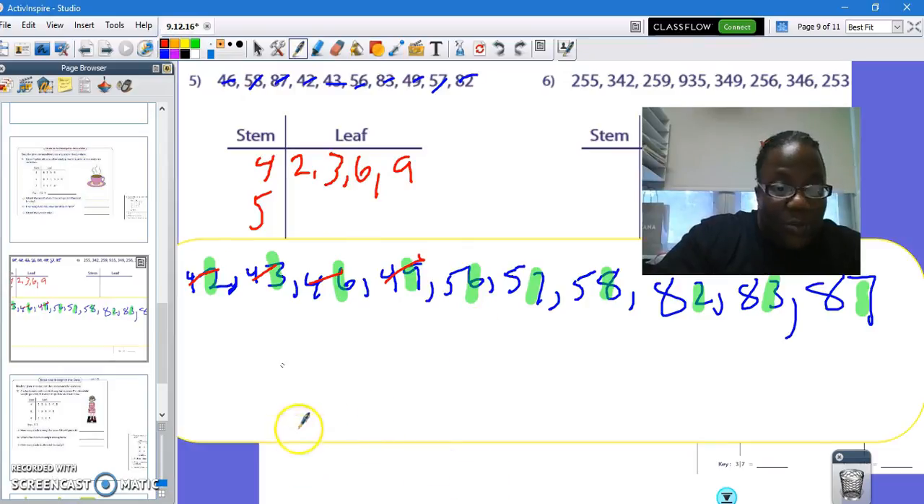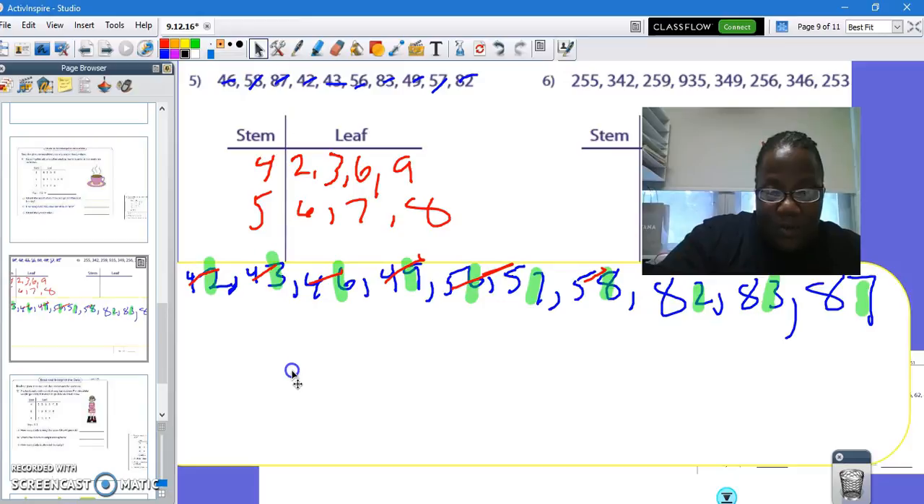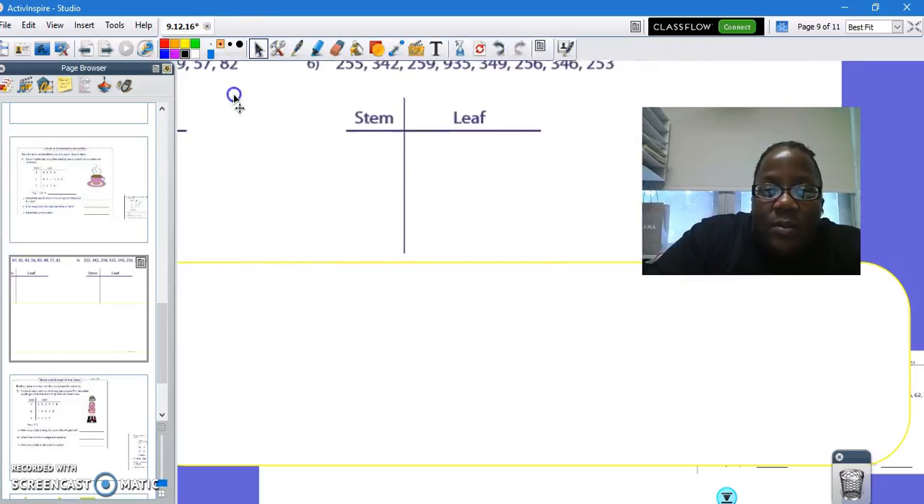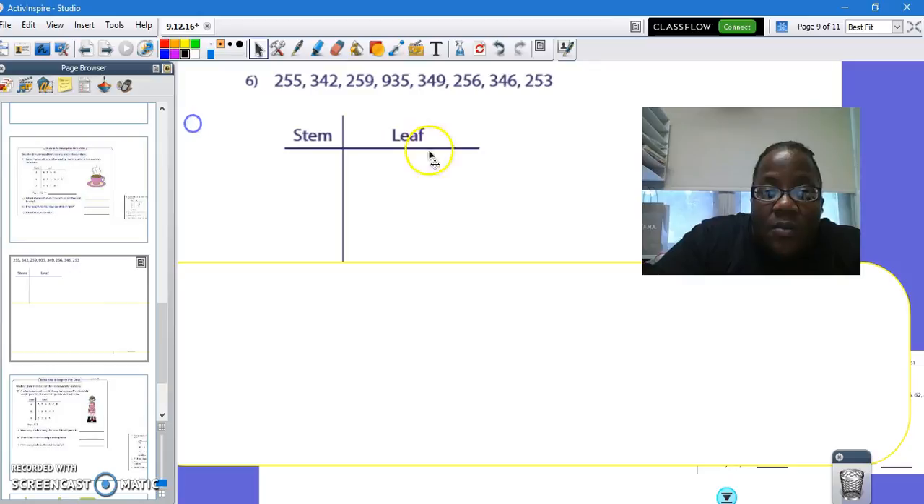Sorry for that glitch. So with my 5, the first one I have is going to be a 56. Boom. 57. 58. Okay. And then I go into the 80s. All right. So with my 8, I'm going to squeeze that in here. I have 82, 83, and 87. So there it is for the set for number 5. Moving on to number 6, without getting too confused of going back and forth.